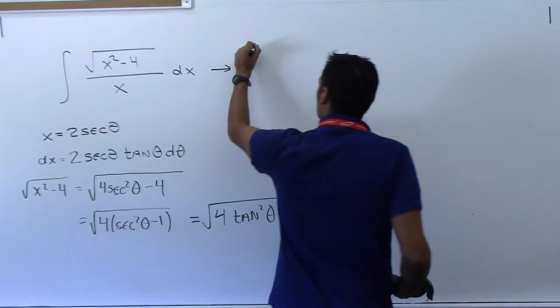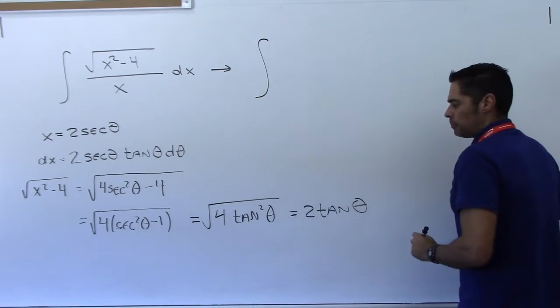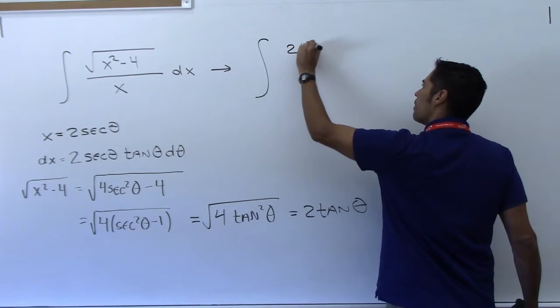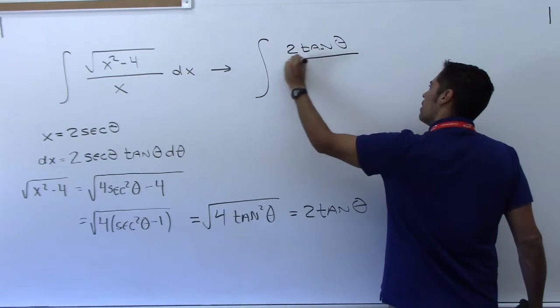All right, so what's the numerator going to be? 2 tan theta over 2 secant theta.